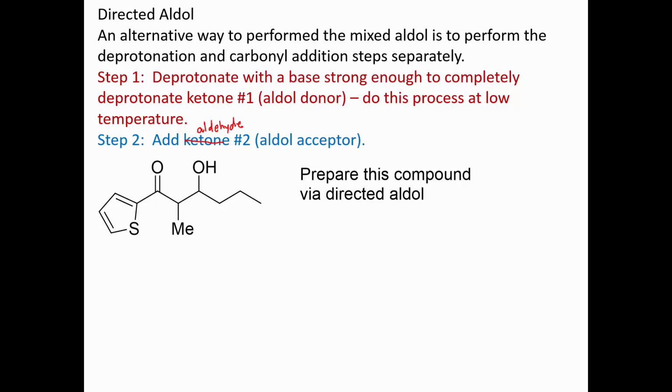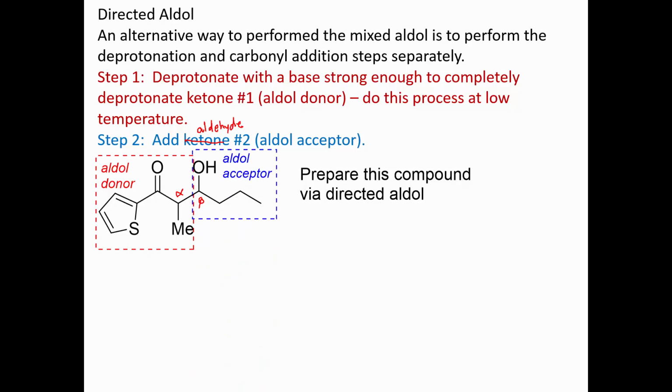Okay, so let's analyze this problem here retrosynthetically. Remember that you're always making the alpha beta C-C bond when you are doing an aldol condensation. So there's our aldol donor. It's the one that has the alpha carbon as part of its makeup.